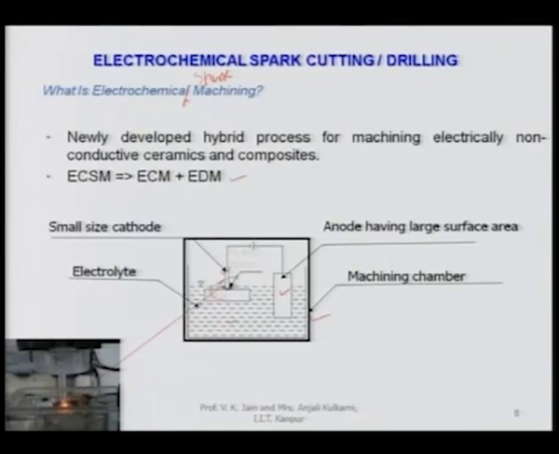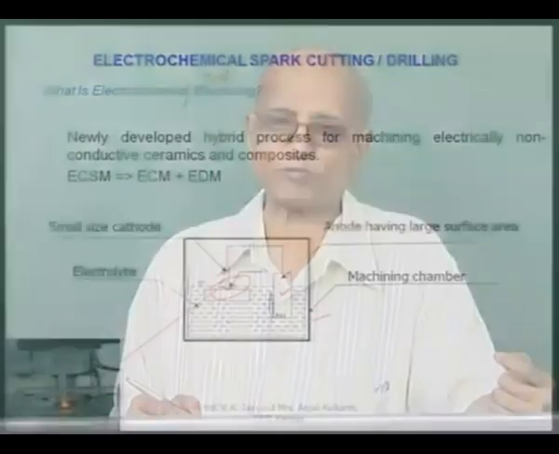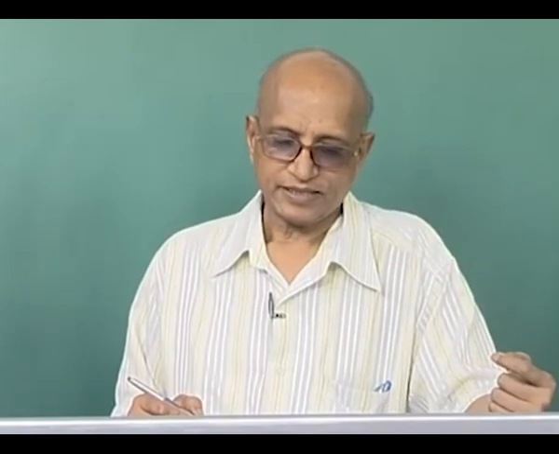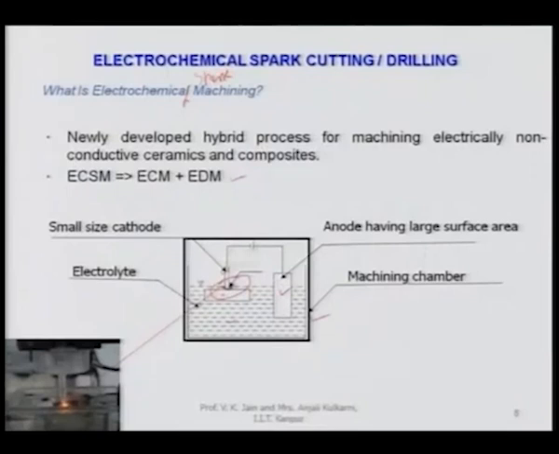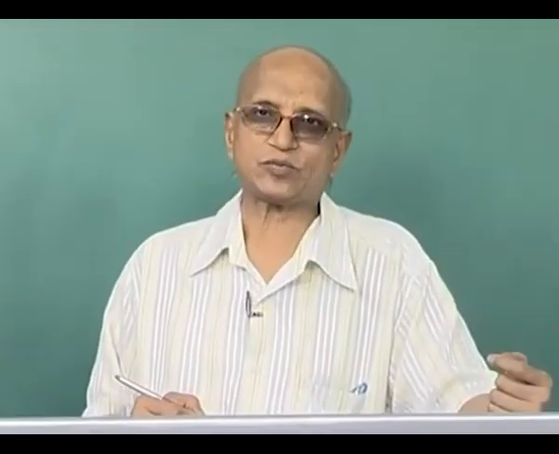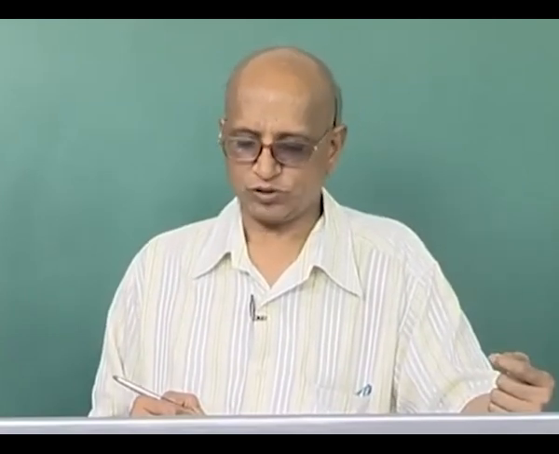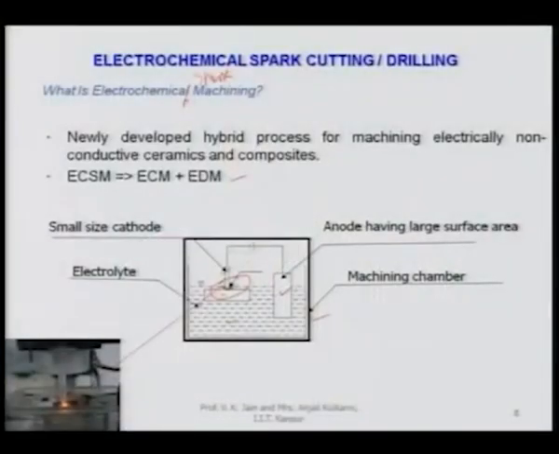So, this sparking takes place across the bubble on the cathode, and the workpiece is kept very close to the cathode, so that part of the heat generated in the spark is transmitted to the workpiece. This heat is responsible for melting and or vaporization of the workpiece material, and this is exactly the same principle as that of EDM. When melting or vaporization takes place, you can get the replica of the tool in this case also. That is the electrochemical spark cutting or drilling process.